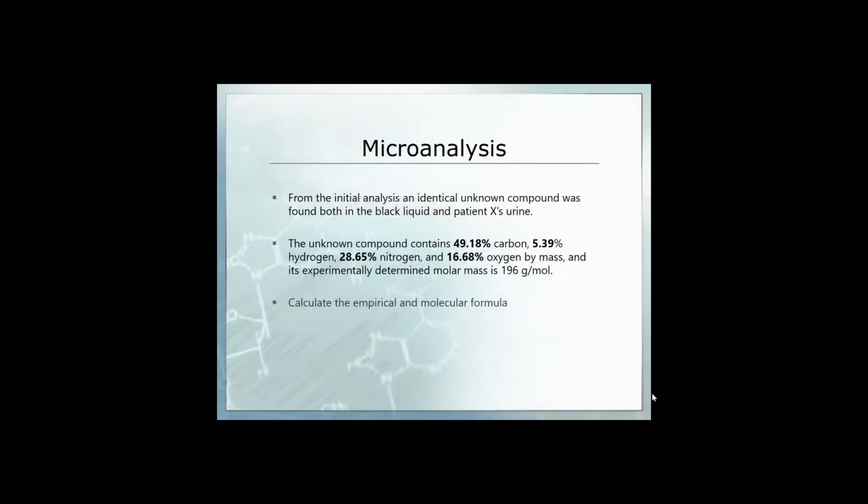So the first thing that they did was run a mass spec. In regards to your course this year, mass spectrometry has been removed, so you don't need to know about it, but you do need to know how to analyse from the data that they give you. The initial analysis said that there were identical compounds found both in the urine and the black liquid, which is great because we don't need to analyse two different spectra. We just need to analyse one for each.